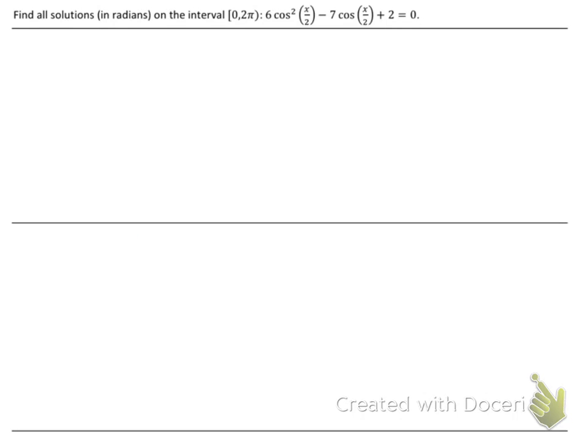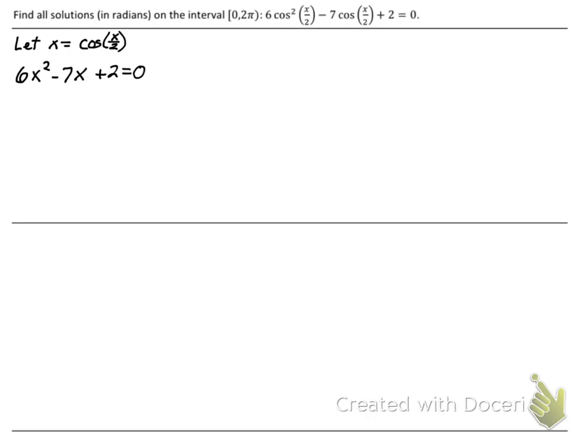So we have 6 cosine squared x over 2 minus cosine x over 2 plus 2. My hint to you, especially if you're trying to factor these, is what I do with these is I go ahead and I let x equal that cosine of x over 2 because it makes it a little easier to write. That means I have 6 times x squared minus 7x plus 2 equals 0.